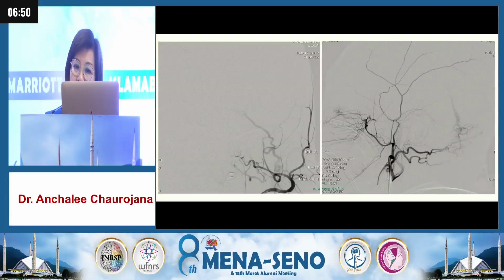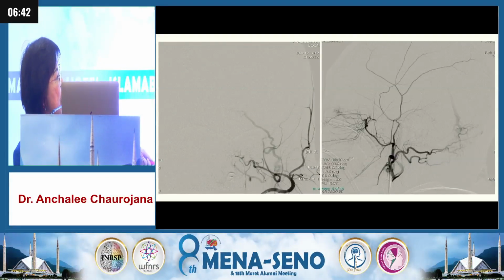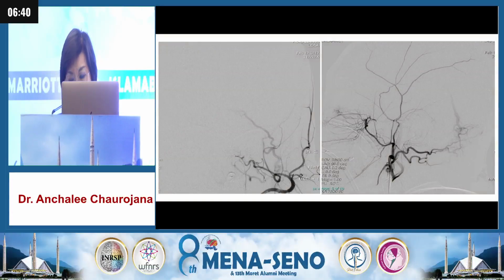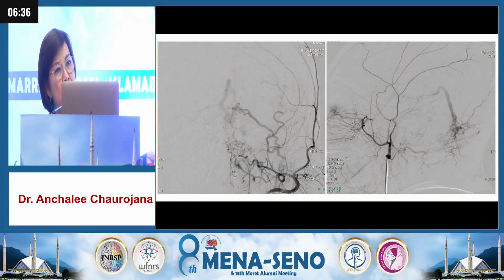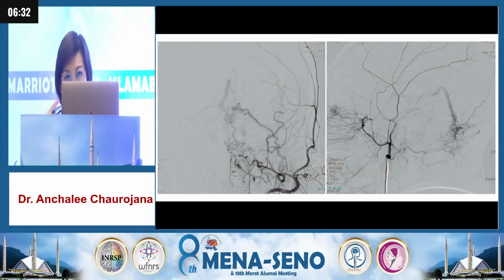And we did the angiogram. This is the injection from the left ECA, and you can see the supply goes to here. So the shunt is in the midline, just at the proximal straight sinus, and then refluxes into the vein of Galen.